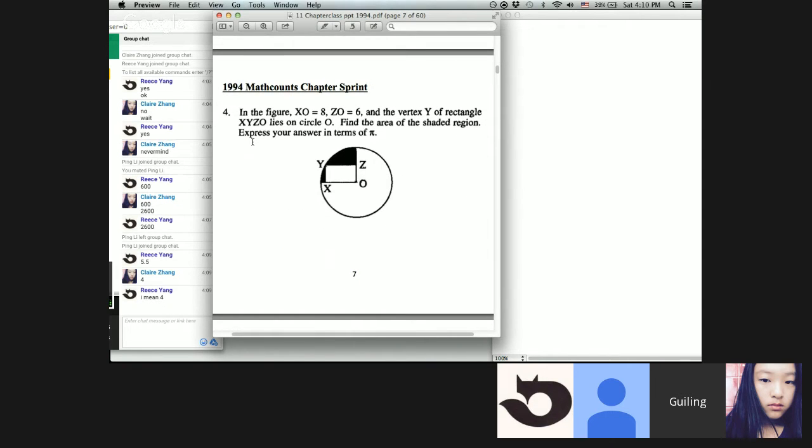Okay, let's try this problem. In this figure, XO equals 8 and ZO equals 6, and Y lies on the circle. So find the area of the shaded region in terms of pi. This one requires a little bit of thinking, so I'll give you guys a couple of seconds.